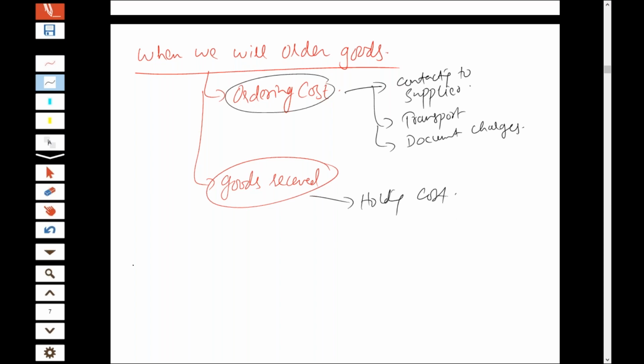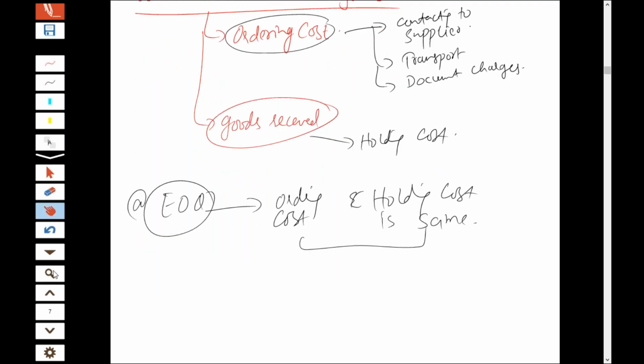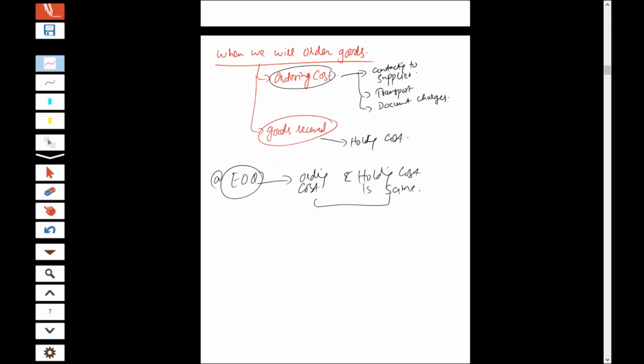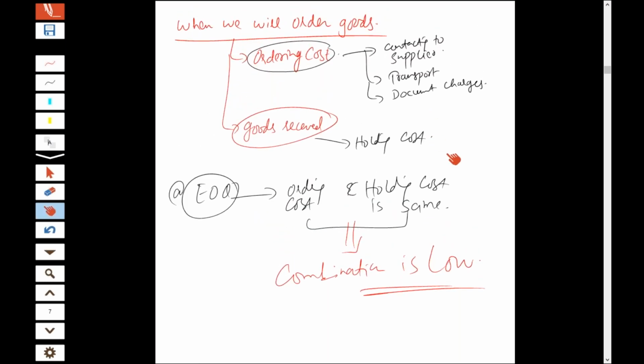Okay. So at EOQ, what is the specialty? That ordering cost and holding cost are the same, and their combination is low. Now I should explain this in a graphical manner. Just hurry up, just copy this or take the screenshots.